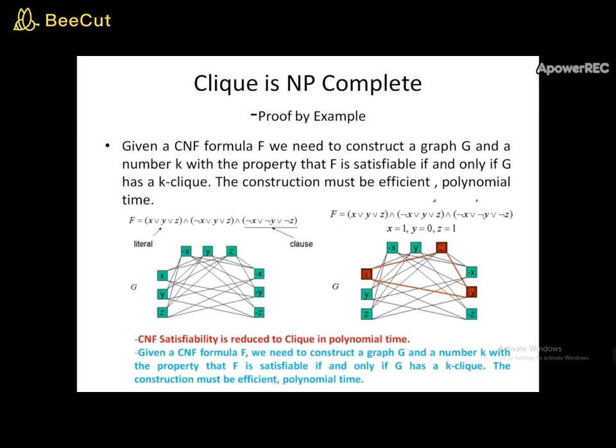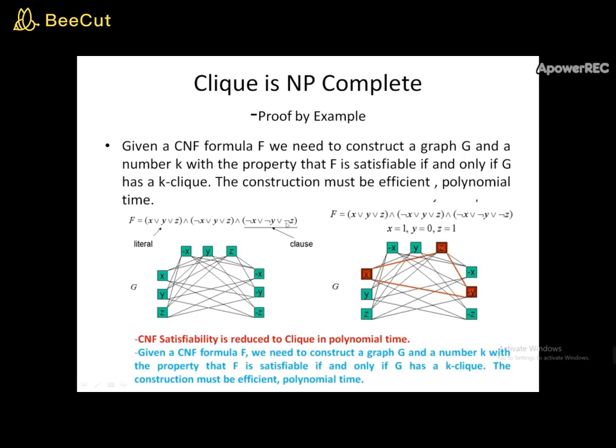Okay, and we'll take another small example for the same reduction problem, that is to prove clique is NP complete. So we have an expression here. It is a 3CNF because you have three literals in each clause, each clause is disjunctive and they are combined together by means of an and symbol here. So now how do I construct x, y and z? I put it here, and the next clause not x, y and z, so I put it here.